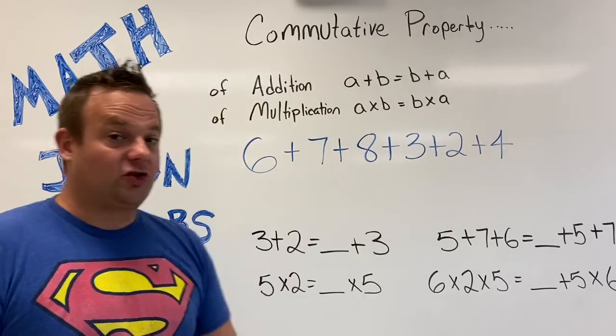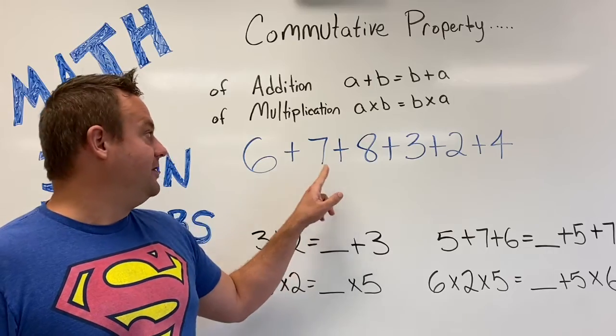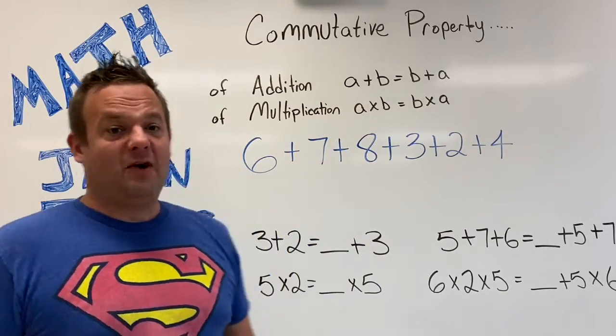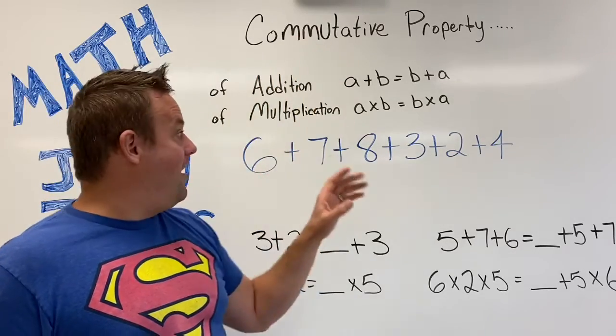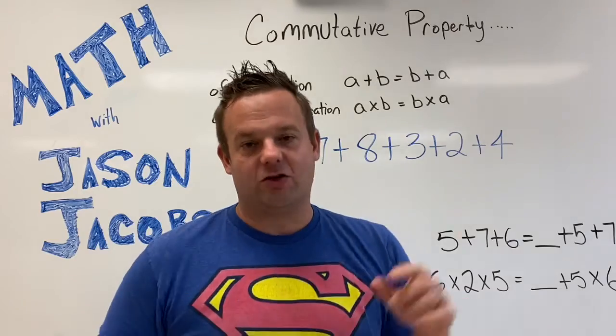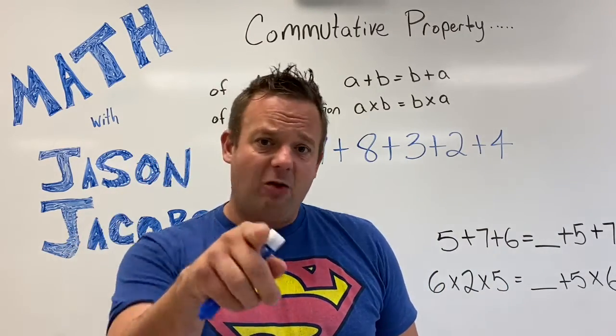And here's a little trick. A lot of you probably went 6 plus 7 is 13, 13 plus 8 is, and that's daunting. But if you use the commutative property of addition, what you can do is rearrange those addends. So you rearrange those addends just the way you want. And you can do that in your head or right on the paper.